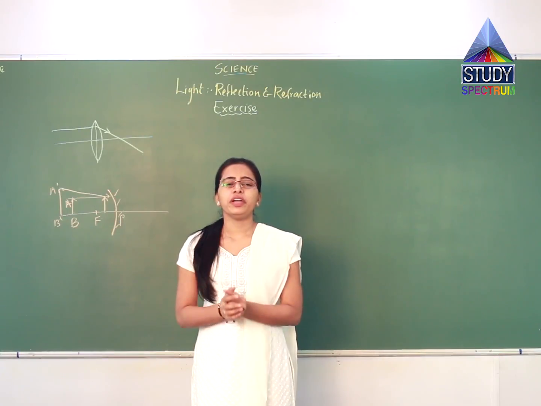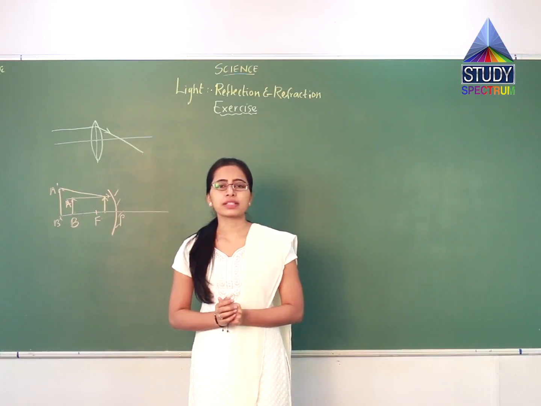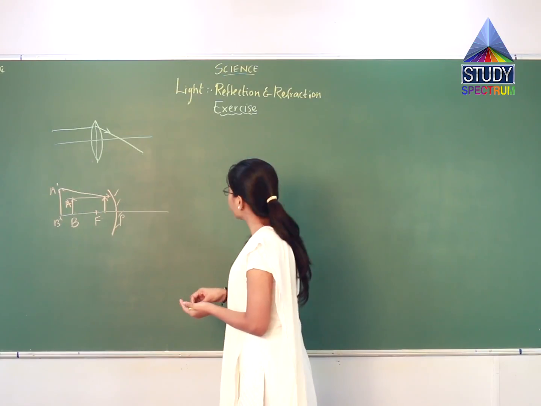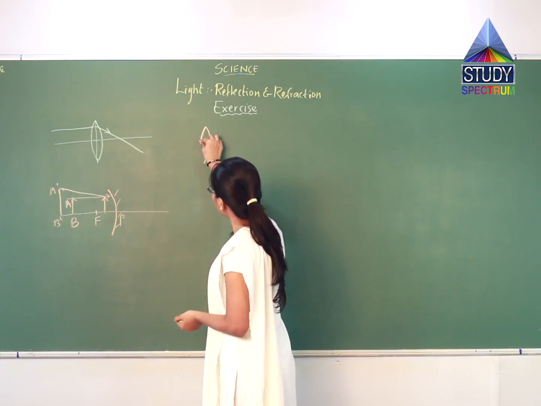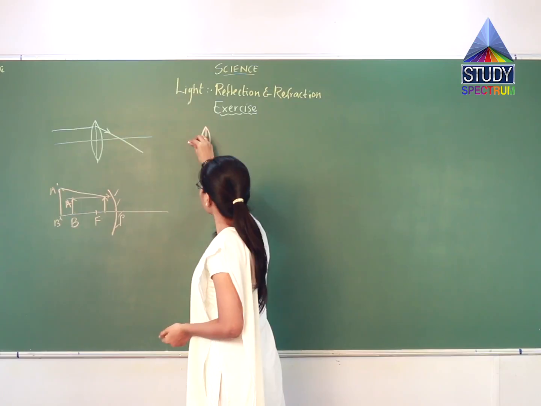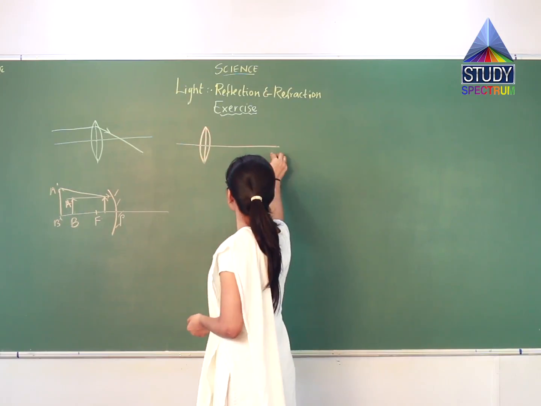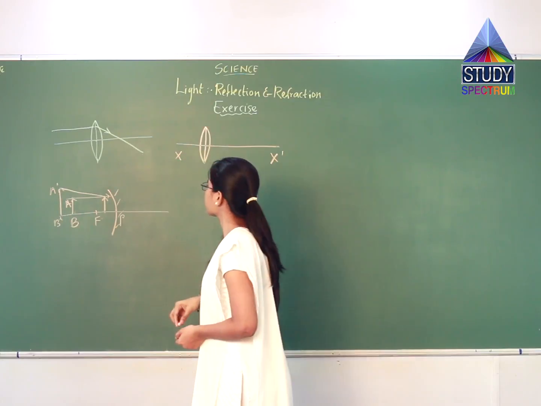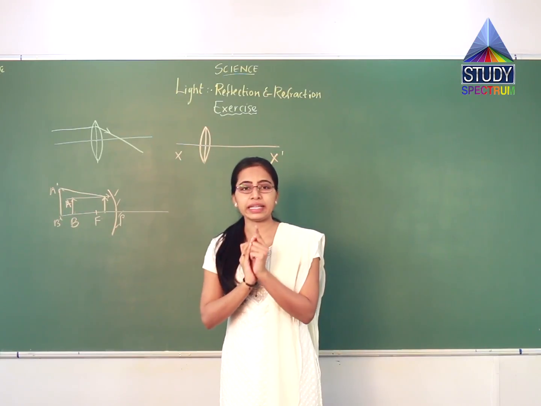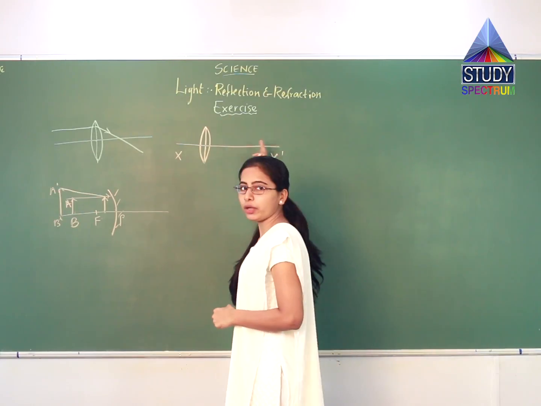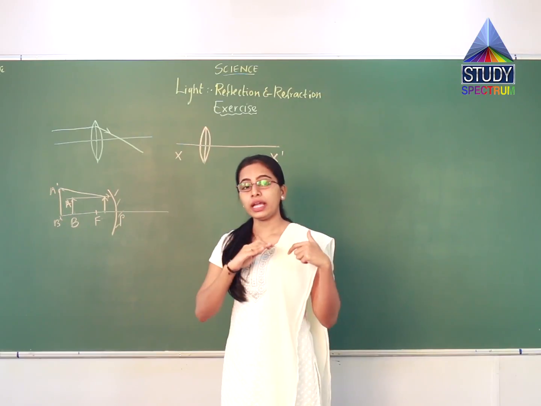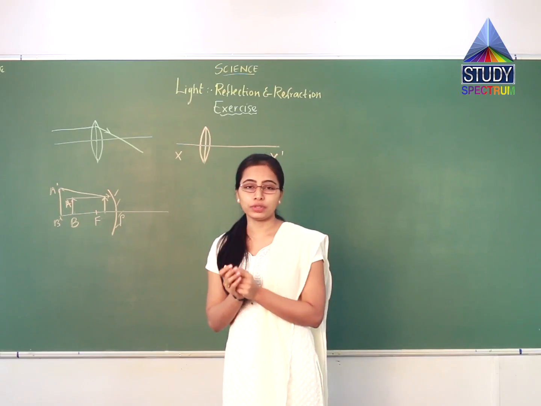Question number 3 is, where should an object be placed in front of a convex lens to get a real image of the size of the object? So let us see the case. We have a convex lens here. Suppose this is the principal axis, X dash X. Now in this case we have to place our object so that we get a real image, meaning definitely it will be on the other side. Secondly, the size is also given, meaning the image size must be similar to that of the object.